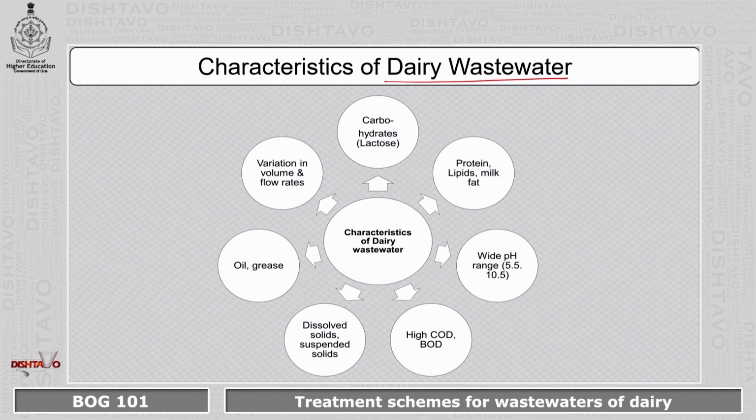In this slide, we see the various characteristics of the dairy wastewater. First of all, it has a high carbohydrate content, which is specifically lactose. Then they have high protein, lipid, and milk fat. They have a wide range of pH, which ranges from acidity to basicity, that is 5.5 to 10.5. They also have a high COD, that is chemical oxygen demand, plus they also have a high BOD, that is biological oxygen demand. In addition to that, we have high dissolved solids and suspended solids.